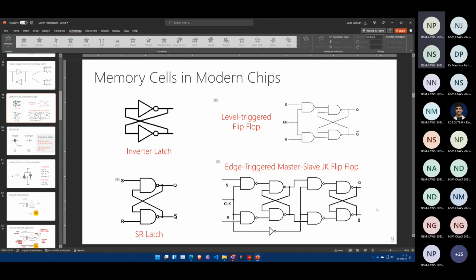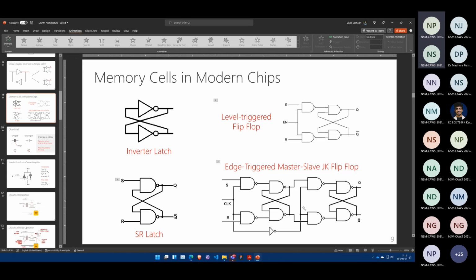Is 3D stacked DRAM similar to flash memory? Actually, no. Flash memory uses a different type of memory cell, which we have not discussed here. Flash memory uses what is called a floating gate device to store data.